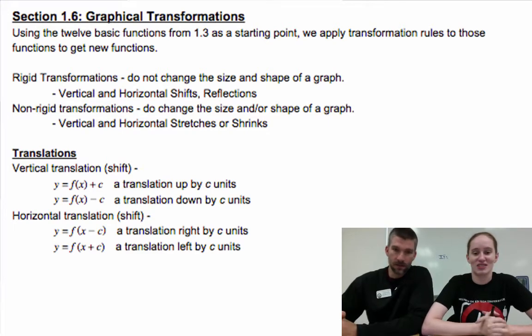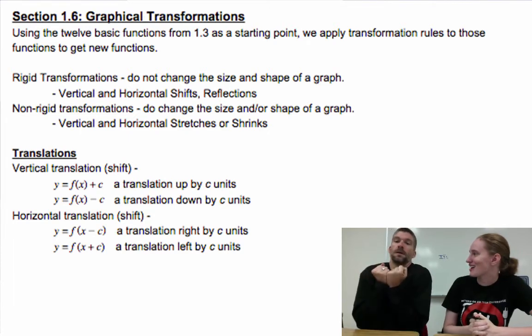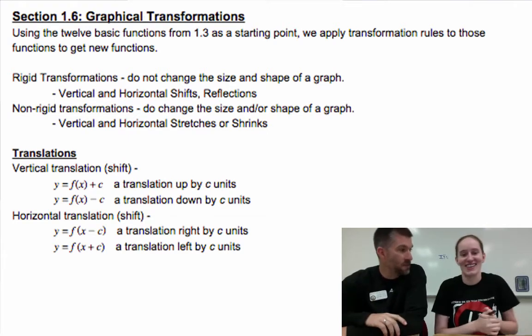Vertical and horizontal shifts and reflections. Could you reflect across the x-axis for us real quick? I need a split pick for that. If I had split pick, I could do it.